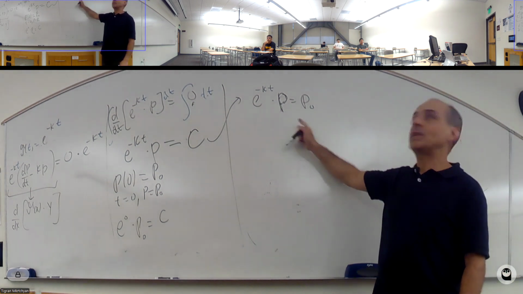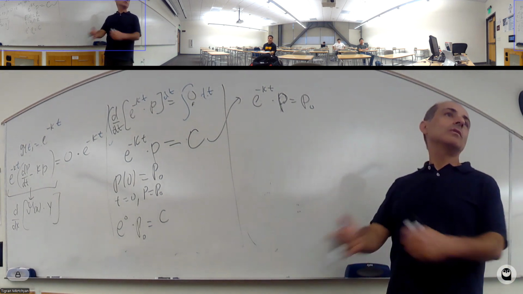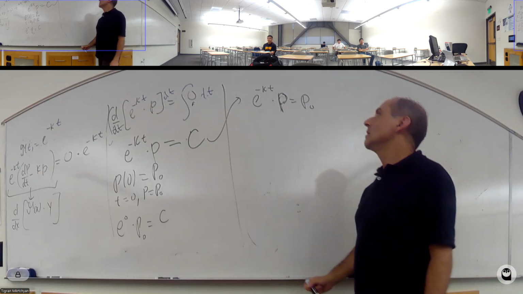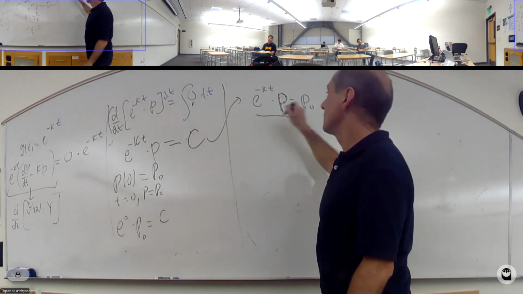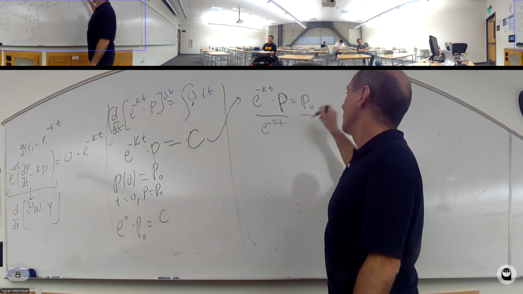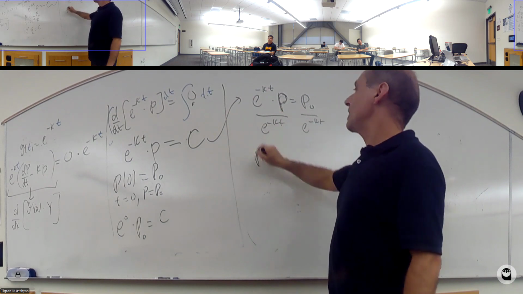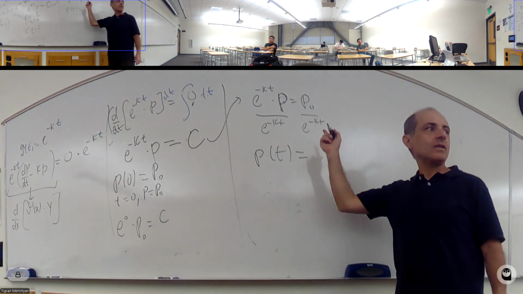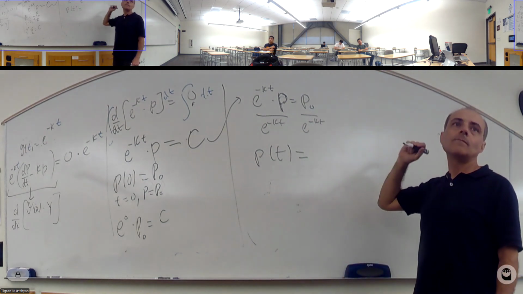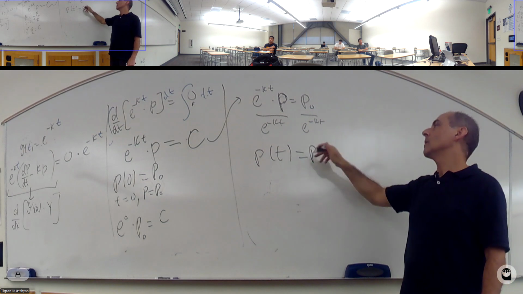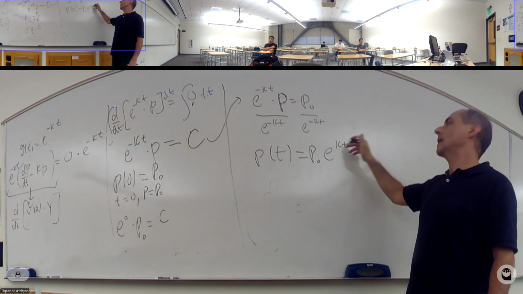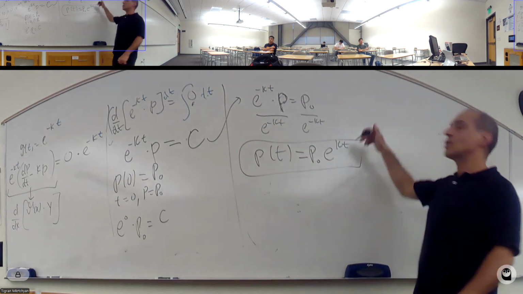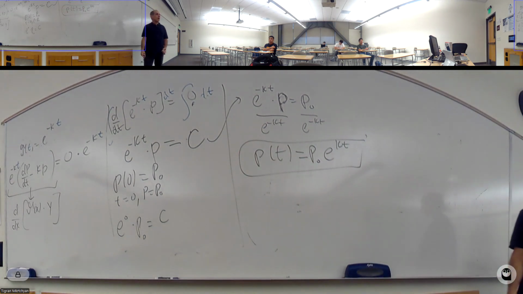P0 is a number. That's the Y, that's the P. So multiply both sides by e to the kt. Cool. So P of t will be equal to what? How else can I write that? P0 e to the kt. Like that. So this is the solution of that problem.